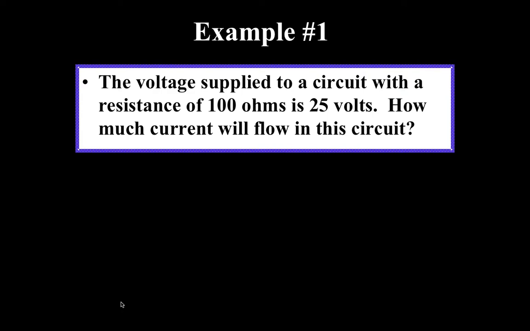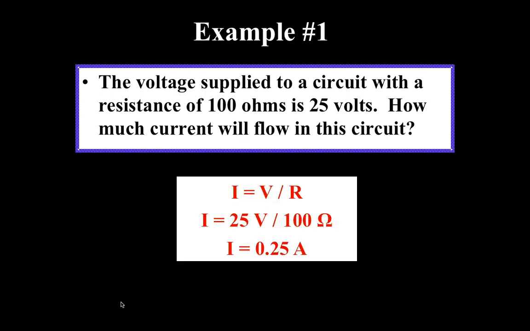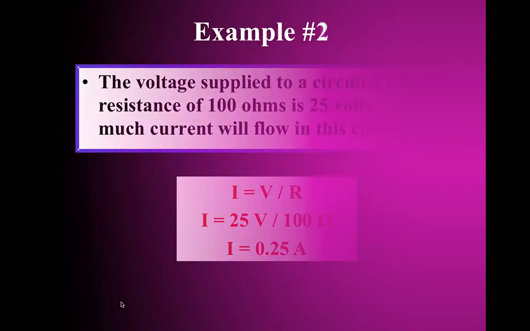Our first example, we have the voltage supplied to a circuit with a resistance of 100 ohms is 25 volts. How much current will flow in this circuit? 100 ohms is our R, 25 volts is V, and we're looking for I. I equals V over R. 25 volts divided by 100 ohms gives us 0.25 amps.